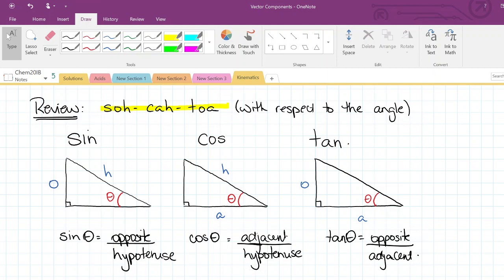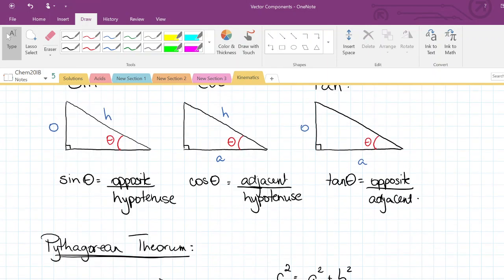And in this case, here is my angle, right? With respect to this angle that's being measured, this is the opposite side. And then the hypotenuse is the longest side of the triangle. With respect to the angle I've drawn here, this is the adjacent. Adjacent is just another way of saying beside the angle, and then over the hypotenuse. And then tangent is the opposite over the adjacent. Okay, so that's your basic SOHCAHTOA.